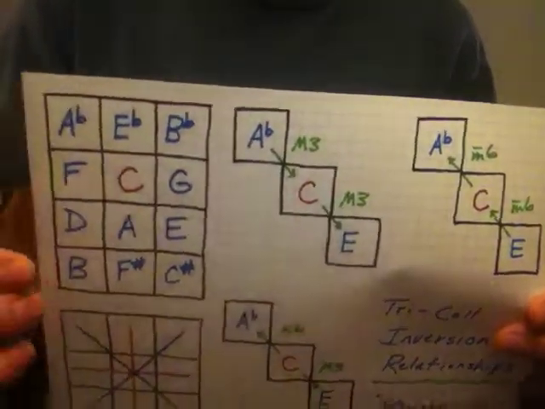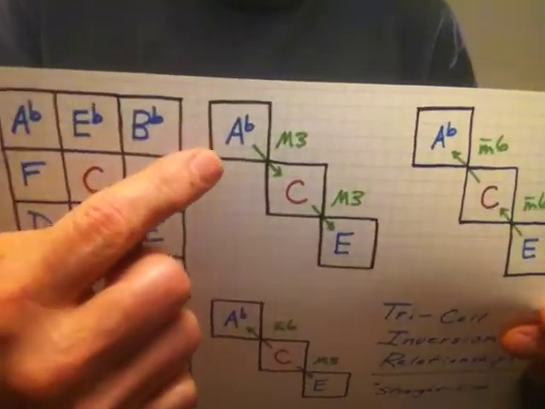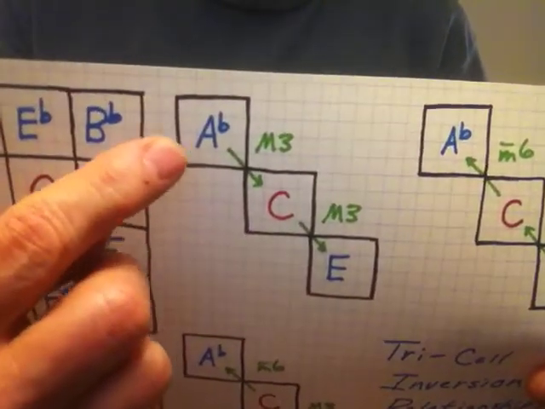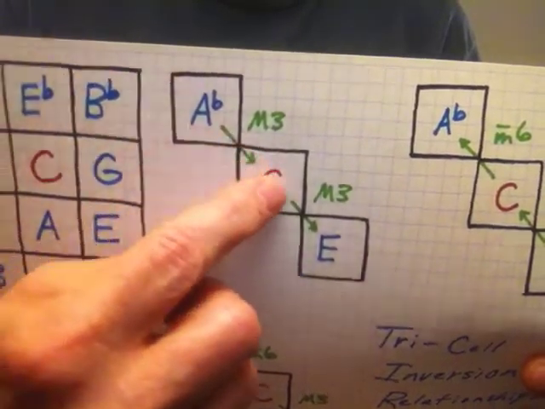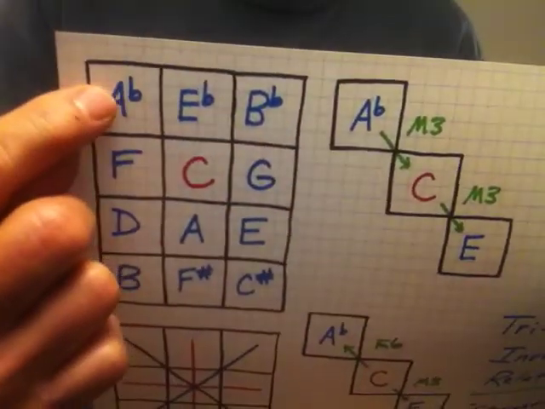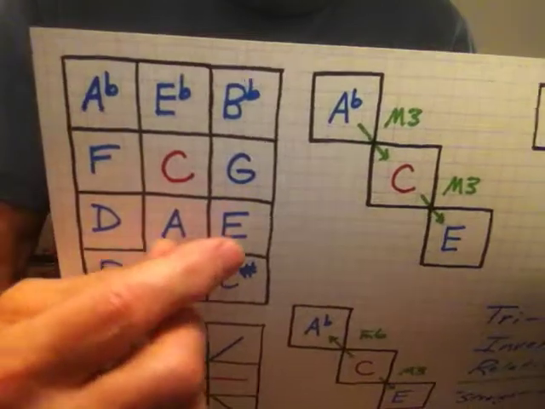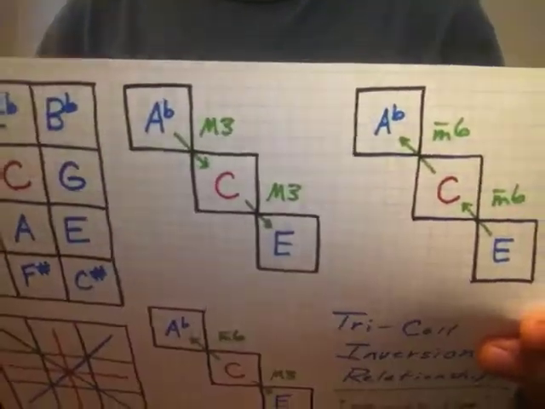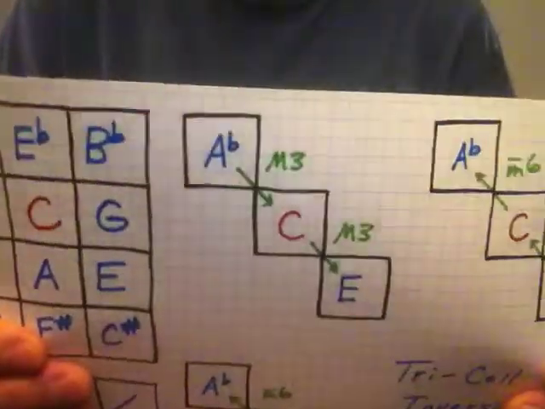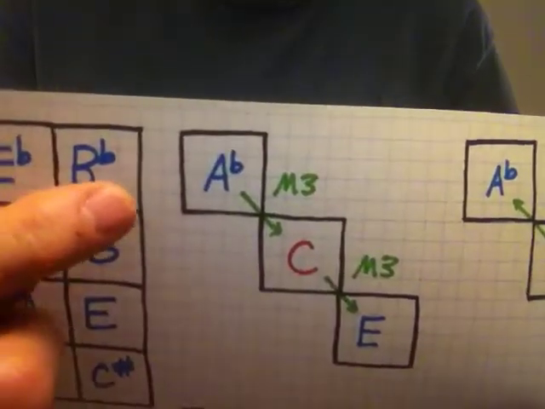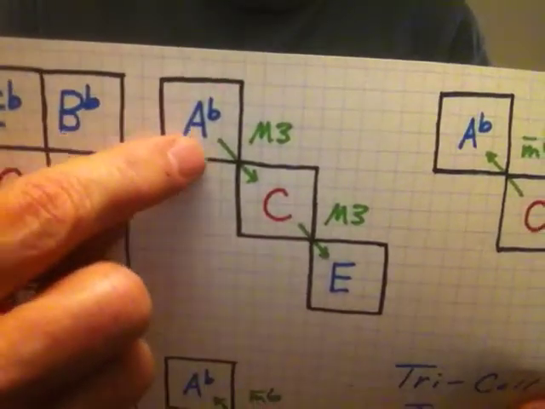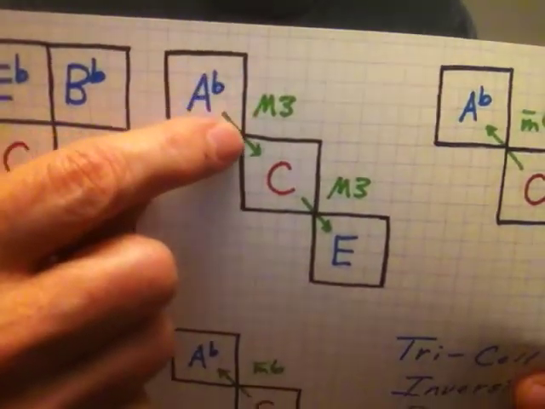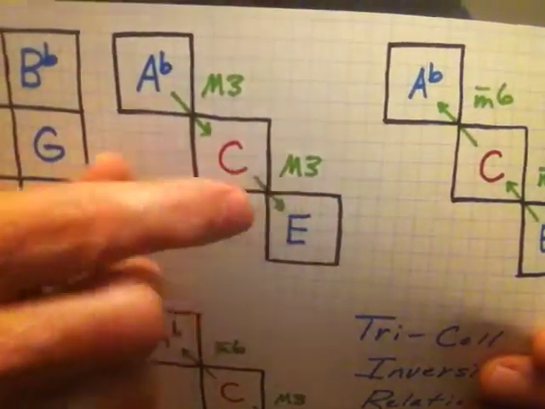All right, here's an example. This is hard for me to see, even on this little phone here. Here's one that goes like this. So that would be your A flat, C, and E. Now, you see here, from A flat to C, you have a major third, and from C to E, a major third.